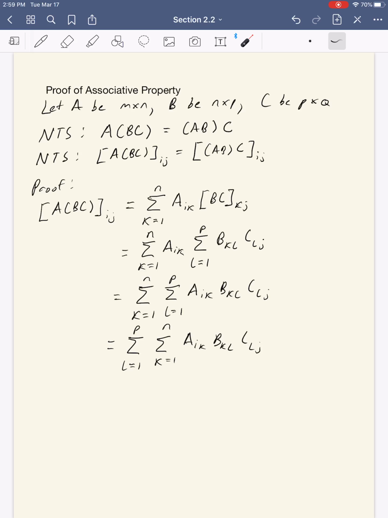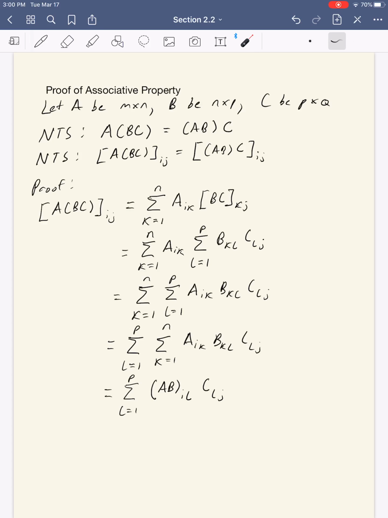Okay, but let's look at this now. This is running on index k, and this has a k and this has a k, but this guy does not. So this is all we really need to consider right here. This, of course, is the definition of matrix multiplication. It's telling us about the ith row and the lth column of A times B. So let's write that. We can say that this is the sum from l equals 1 to p, and we can talk about how this is actually the il element from that AB, of course, times c_lj.